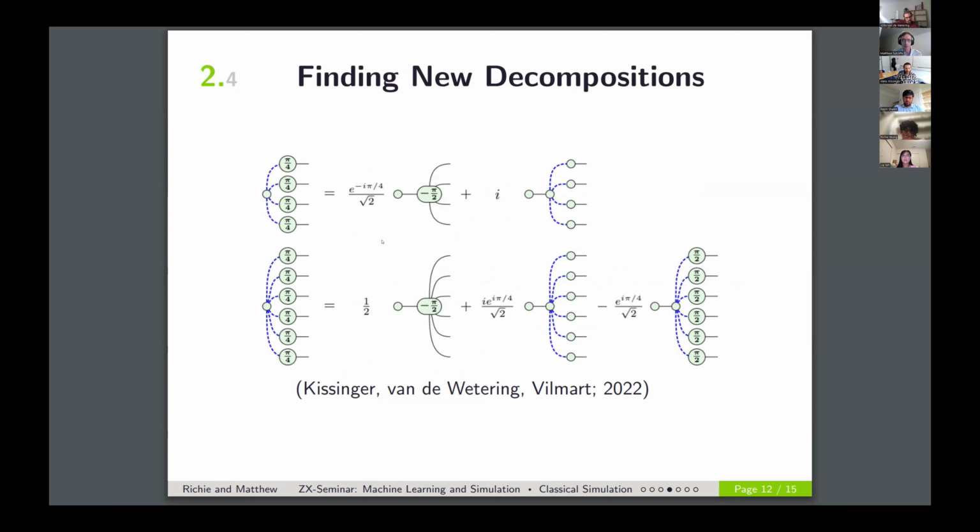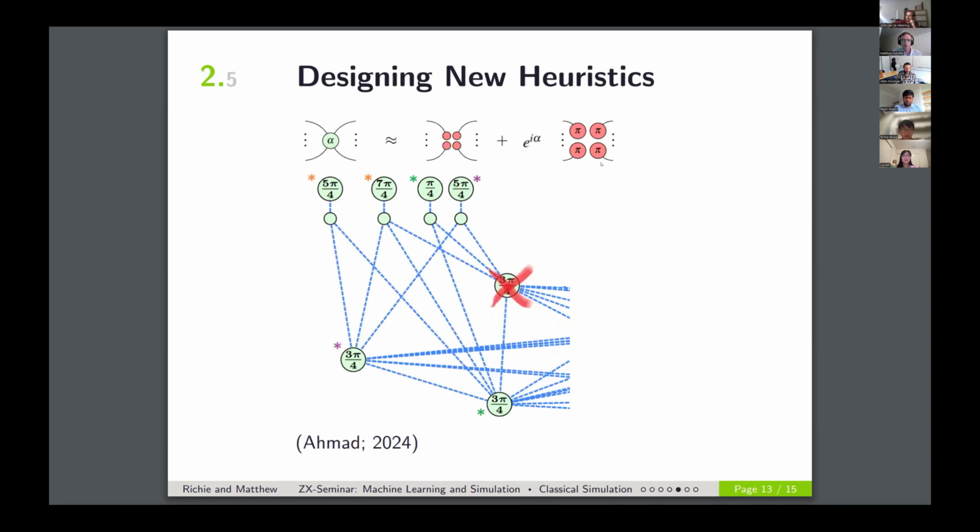But this is only applicable in very specific cases, right? So you have to have 4 T-spiders that are all connected to one 0 or pi phase spider. So you can only apply this in certain places. And then the next method is to find smarter ways of deciding where to apply the existing decompositions using heuristics.